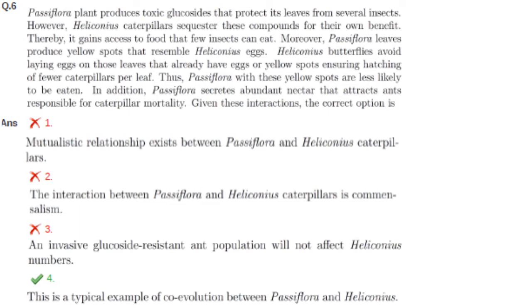Then this is a typical example of coevolution between Passiflora and heliconius. Coevolution is the process of reciprocal evolutionary change that occurs between a pair of species or among groups of species as they interact with one another. The activity of each species that participates in the interaction applies selection pressure on the others. So Passiflora and heliconius is a kind of coevolution. So the answer is option 4.